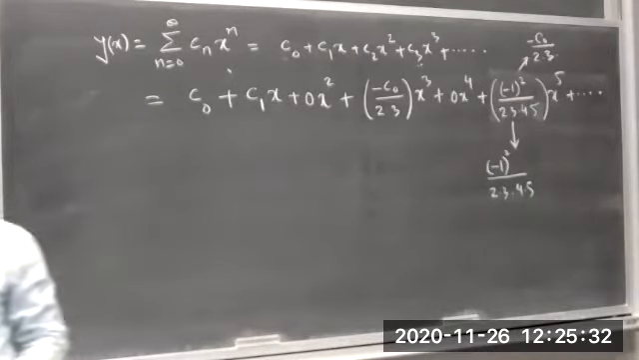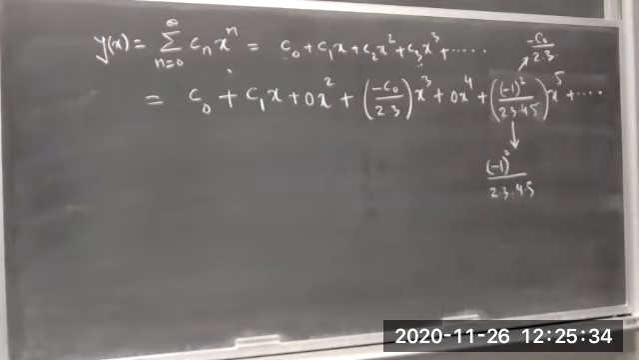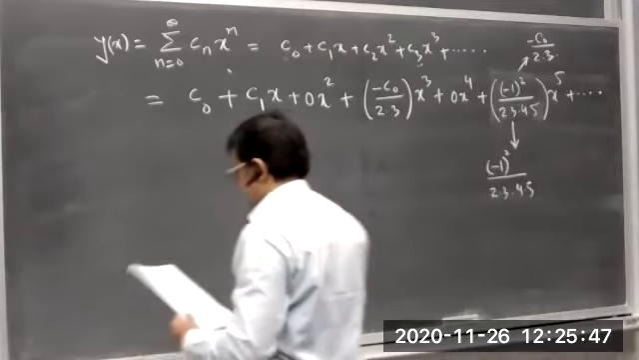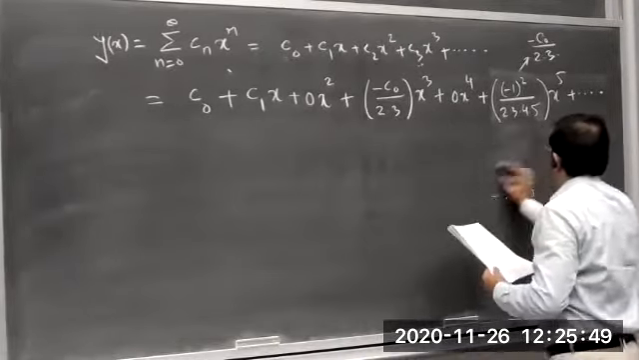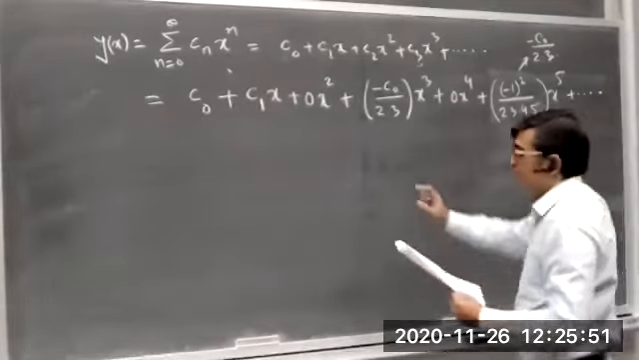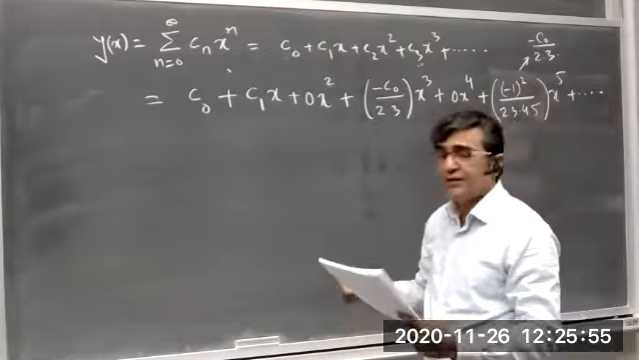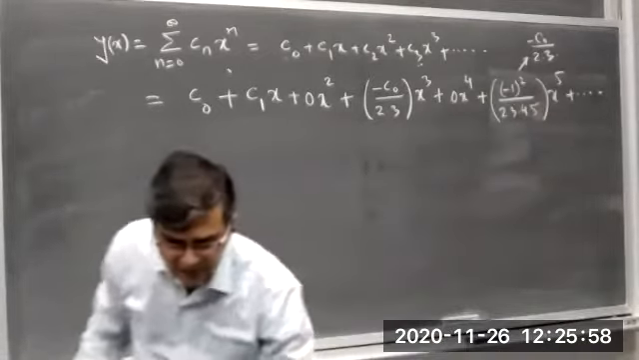Now if you look at this solution, there are certain terms which involve C0 and other terms which involve C1. You can see the detailed solution in my notes. I have written many terms in my notes on page 33. You can see this. Is there any question?